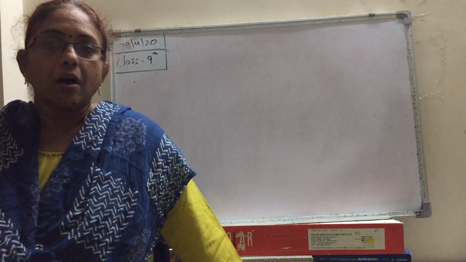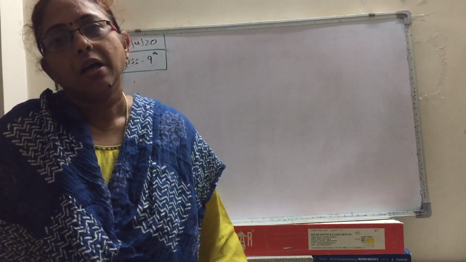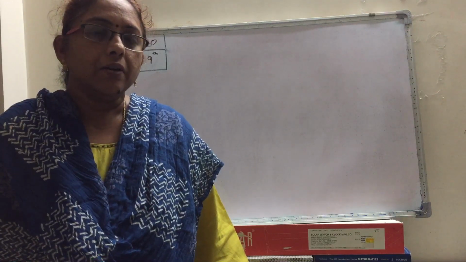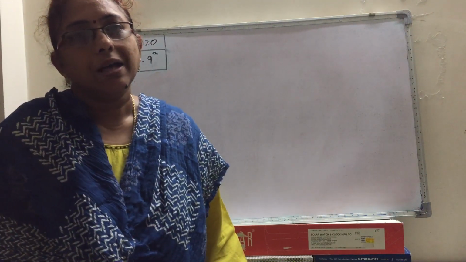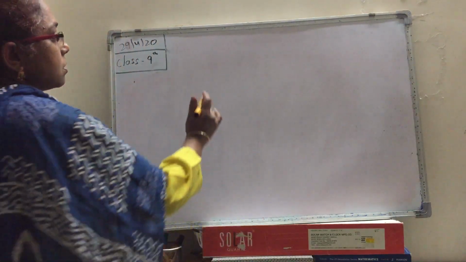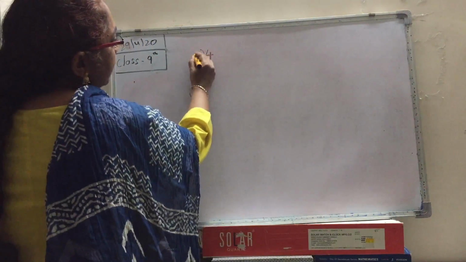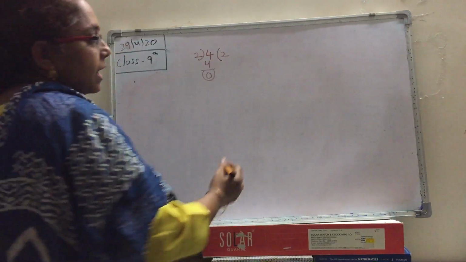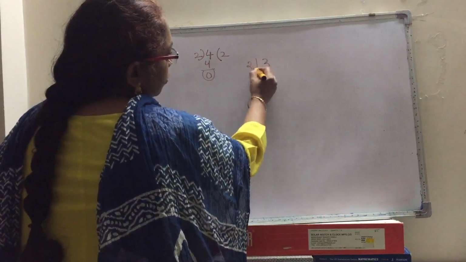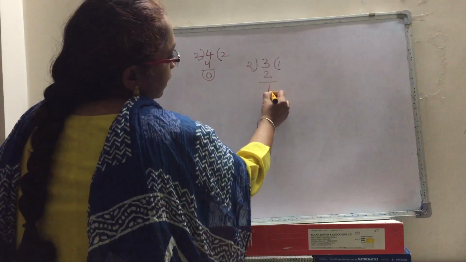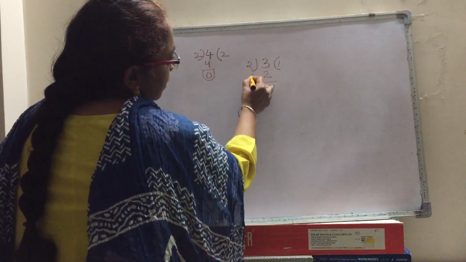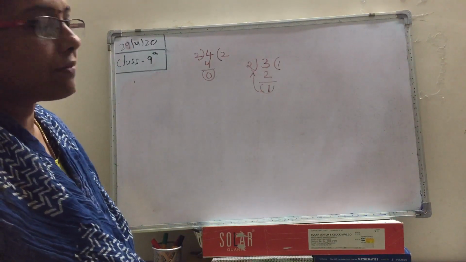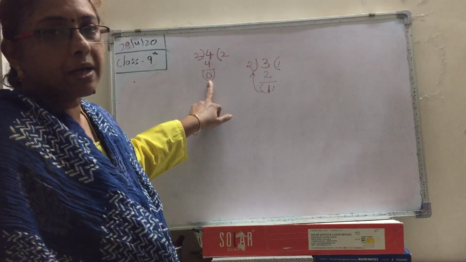In the division of integers, we have seen that when an integer is divided by another integer, we obtain a remainder which is either 0 or less than the divisor. Suppose 4 is divided by 2, then what will you get? 0 is the remainder. If I divide 3 by 2, what will you get? 1. Here this 1 is less than the divisor.